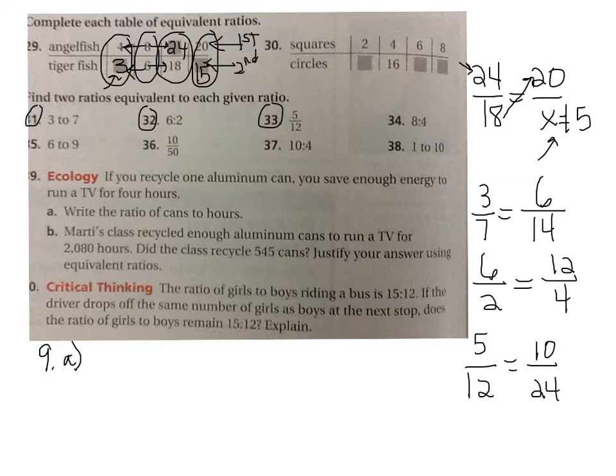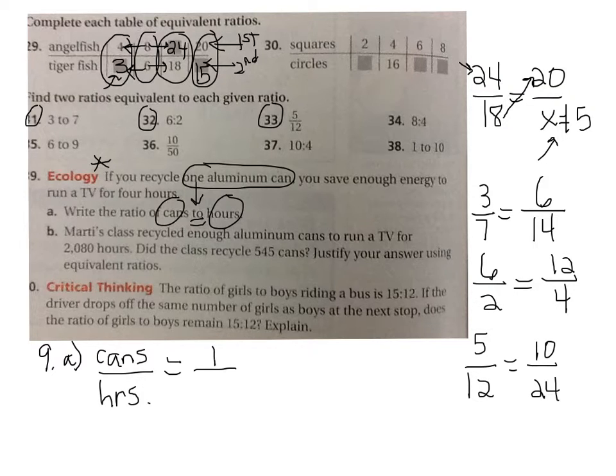What do I want as my first term? Cans. How many? Cans over hours. And the reason I know that is, what's the first thing they tell me? Cans. And here's that clue word for ratio, to. Second term? Hours. How many cans? Okay, just use the information that's here. One aluminum can. One can for what time? And it must be in hours, because that's what it asks for. So I would say 1 can to 4 hours.